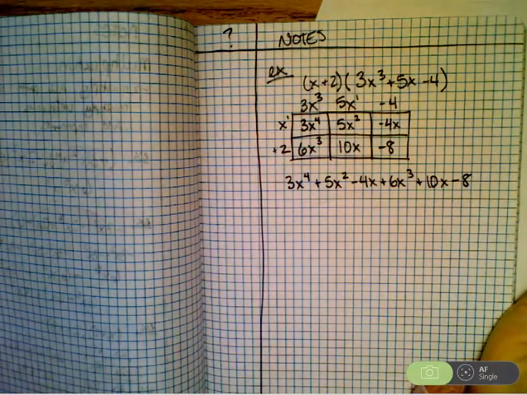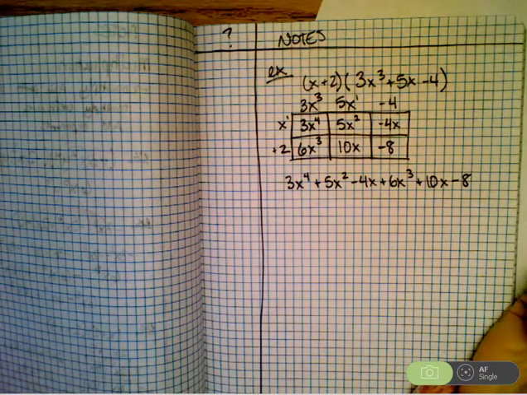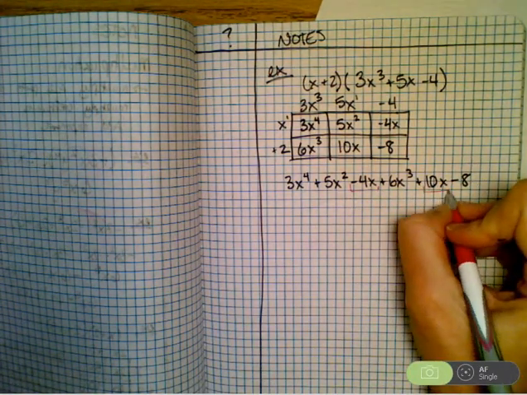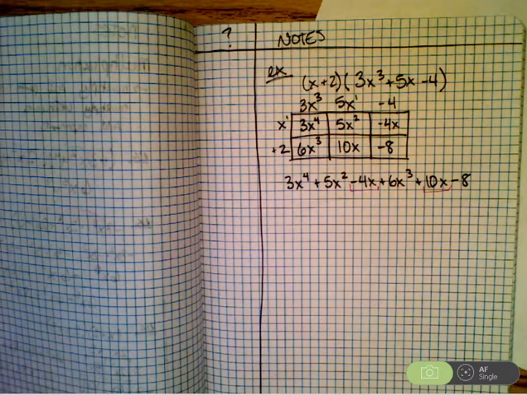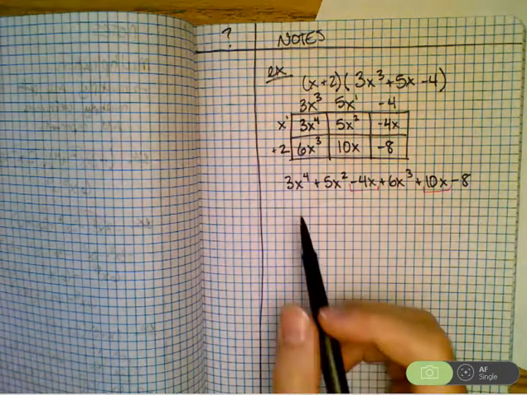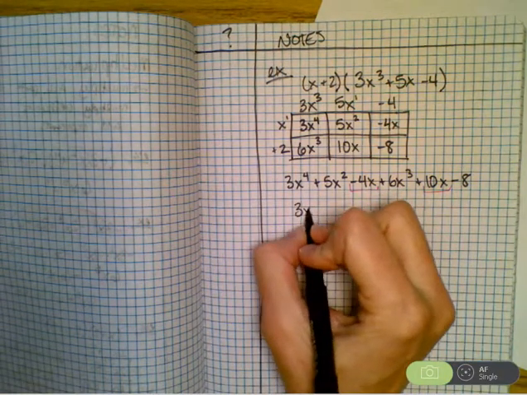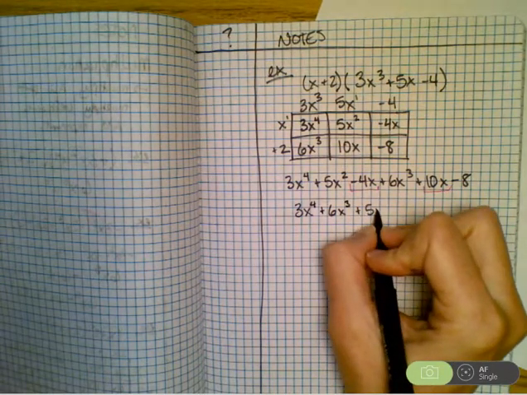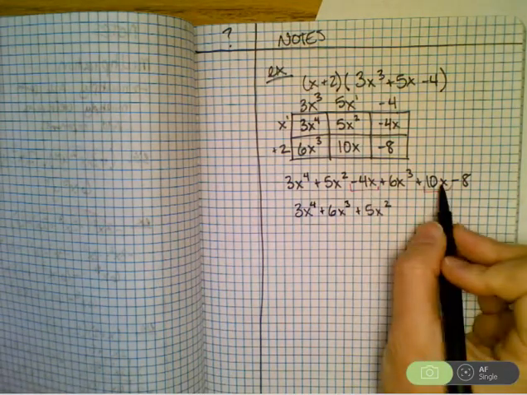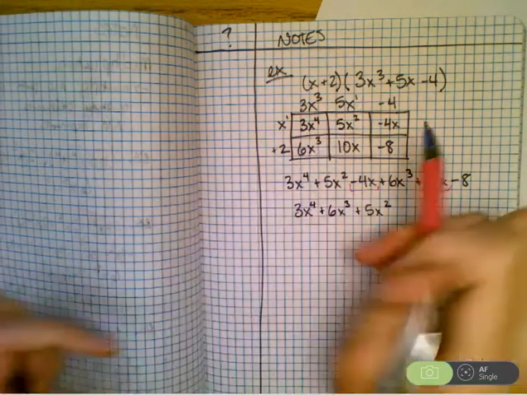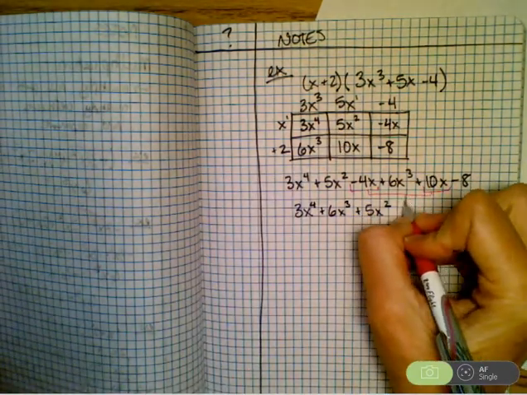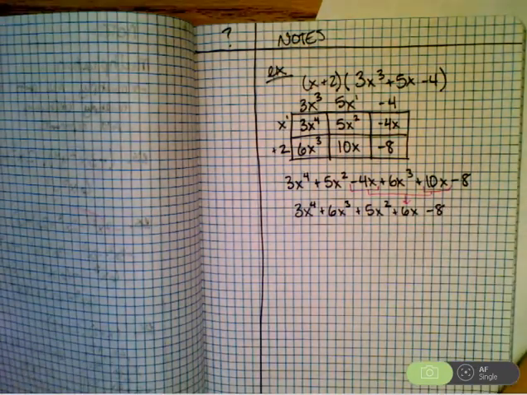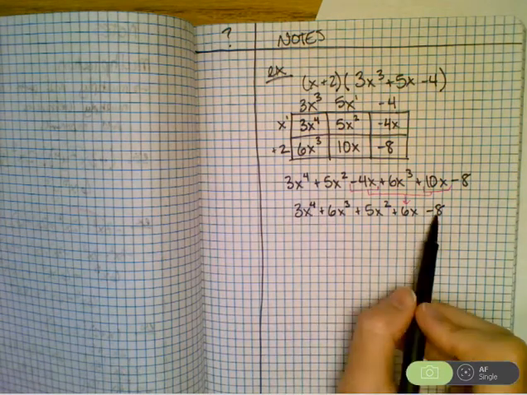And I notice I can't combine. Oh, I can combine 2 of them, and only 2. This one and that one. So when I write my final answer, I'm always going to write it with the highest exponent first and the lowest exponent last. So I'm going to write 3x to the fourth, then 6x to the third, then 5x squared, then negative 4 and 10 together will give me positive 6x, and finally minus 8. So that's my final answer, exponents highest to lowest.